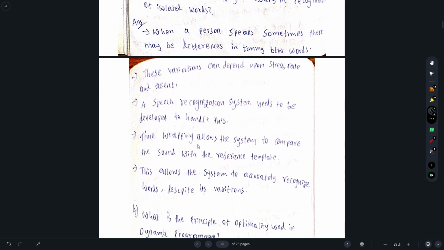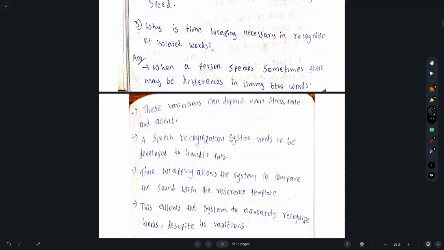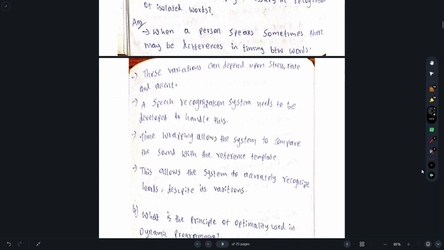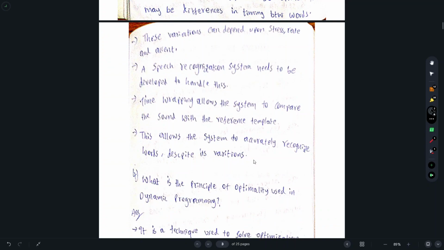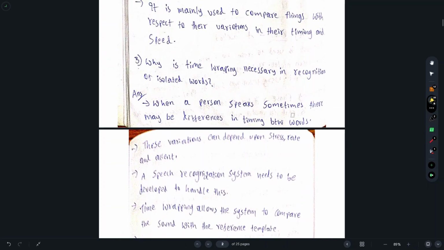Time warping allows the system to compare the sound with the reference template. It allows the system to accurately recognize the words despite the variations. Basically, it is trained with a huge set of data, so that even if a person in any mood speaks whatever it is, the machine will be able to recognize it even with high variation. So this is the concept of time warping.